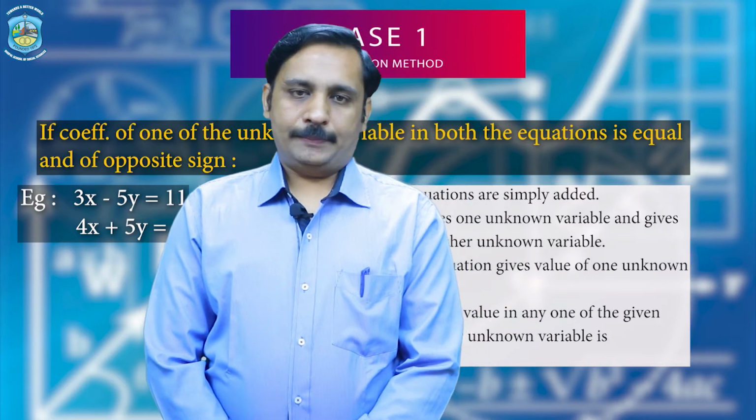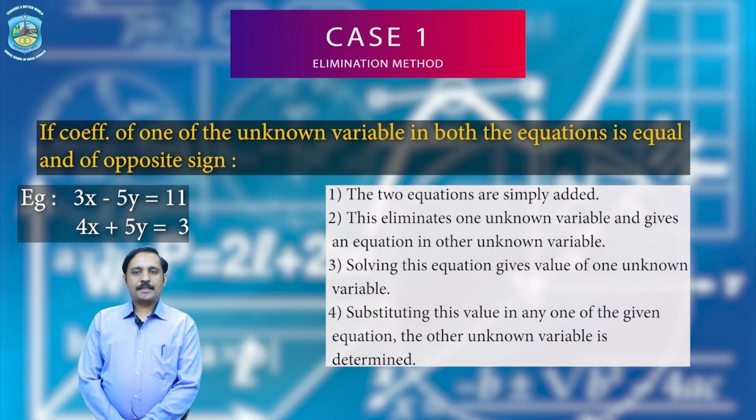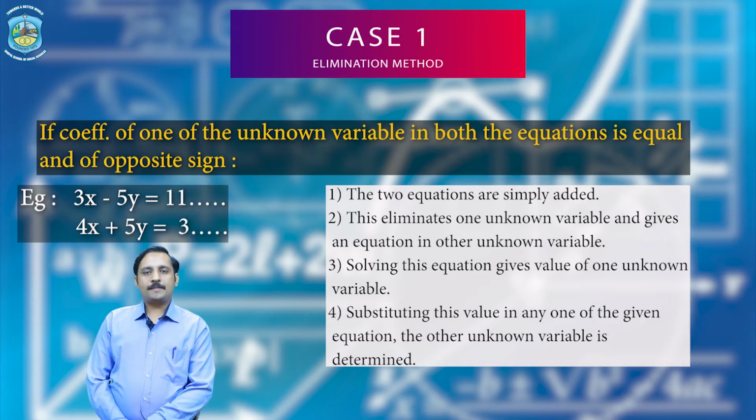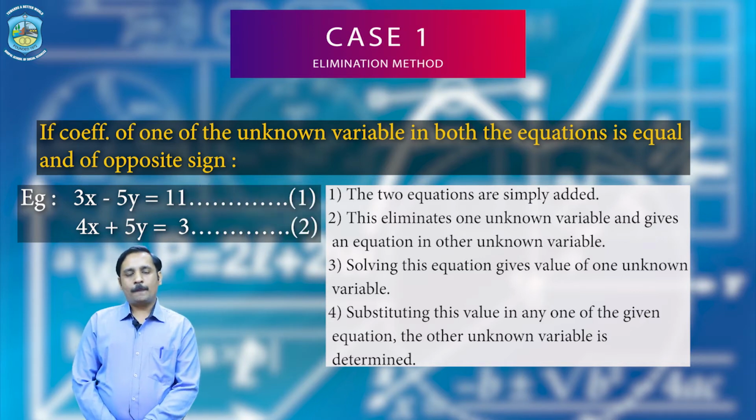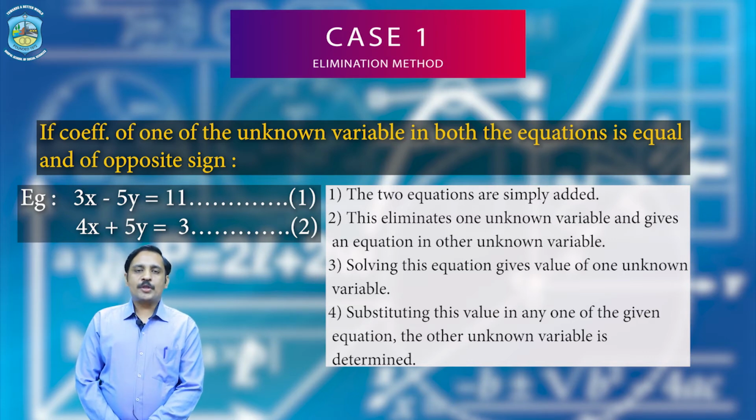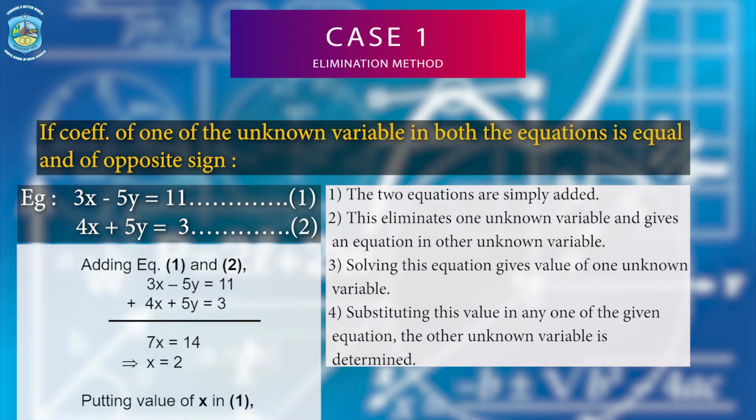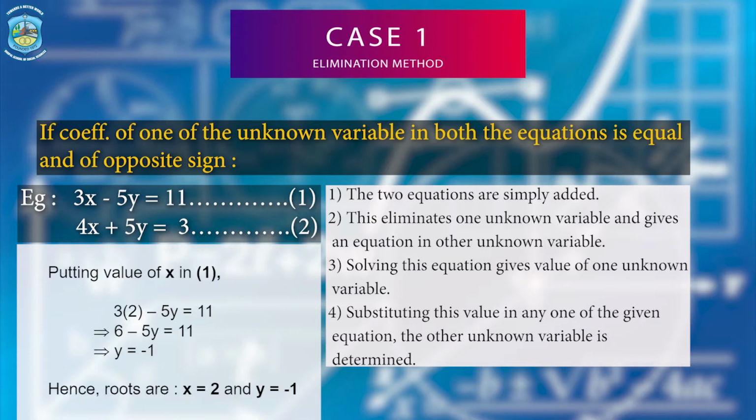Okay, now let us see an example: 3x minus 5y is equal to 11, 4x plus 5y is equal to 3. Let us mark them equation number 1 and equation number 2. Since we have the coefficient of y the same but with opposite sign, we simply add equation number 1 and equation number 2. So we have the value of x as 2. Now putting this value of x in equation number 1, we have the value of y as minus 1. Hence the two roots of this equation are x is equal to 2 and y is equal to minus 1.